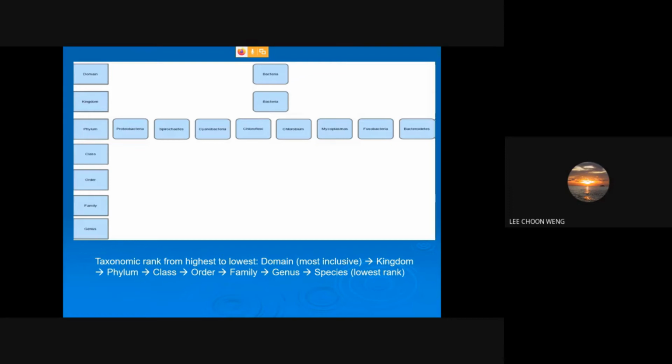So even in our program, I do not think there is anyone doing active research on anaerobic microbiology because it is quite difficult. Okay, so the largest phylum is actually the Proteobacteria.